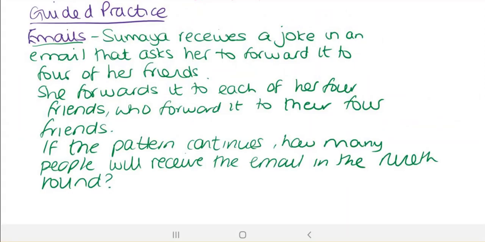Okay, so we have a guided practice question, and this is about emails. Samaya receives a joke in an email that asks her to forward it to 4 of her friends. She forwards it to each of her 4 friends, who will forward it to their 4 friends, and the pattern continues. If the pattern does continue, how many people will receive the email in the 9th round?